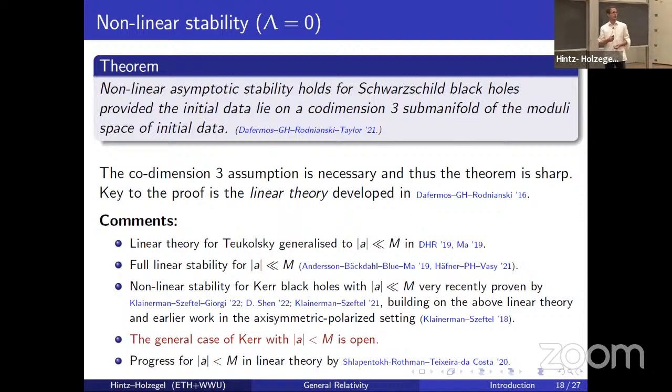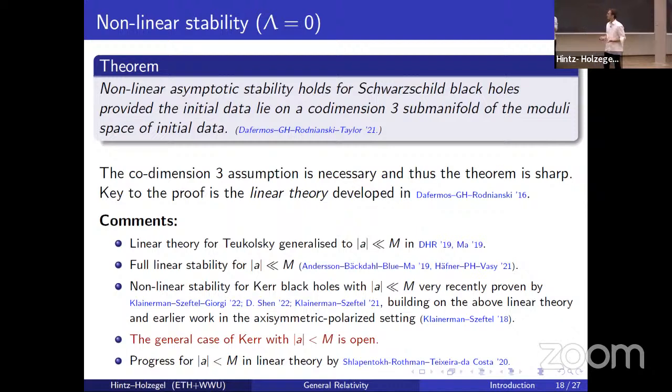So nonlinear stability of Schwarzschild cannot hold unconditionally, and the best you can do is the following theorem, which we proved with Dafermos, Rodniansky, and Taylor. Nonlinear asymptotic stability holds for Schwarzschild black holes, provided the initial data lie on a codimension 3 submanifold of the moduli space of initial data. Because of this Kerr family, this codimension 3 assumption is in fact necessary, and the theorem is sharp. So all data that actually converge to Schwarzschild are covered by the theorem. I should also say that you can't say a priori what the codimension 3 submanifold is in the space of initial data, but it's constructed teleologically in the proof.